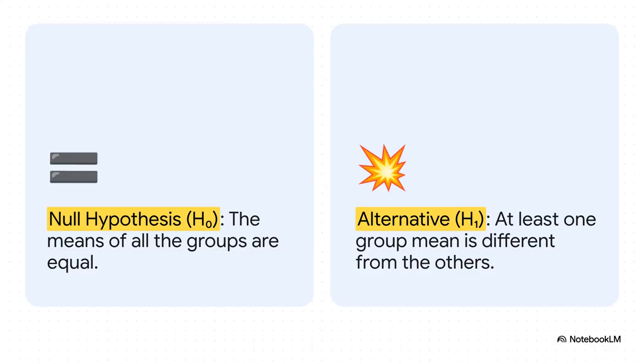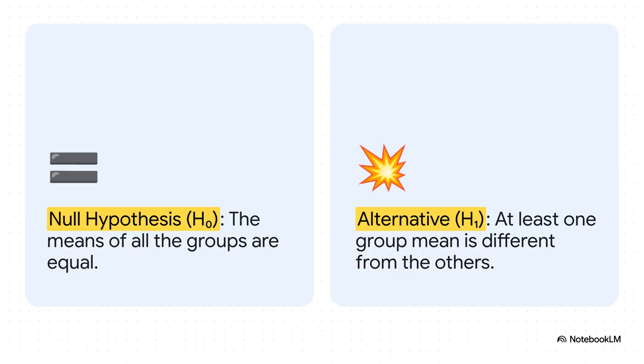What's really clever about ANOVA is how it thinks. It starts off skeptical. It assumes something called the null hypothesis, which is just a fancy way of saying, let's assume there's no difference here and all the group averages are the same. Then the test looks for enough evidence to overturn that assumption and say, actually, you know what? At least one of these groups is not like the others.